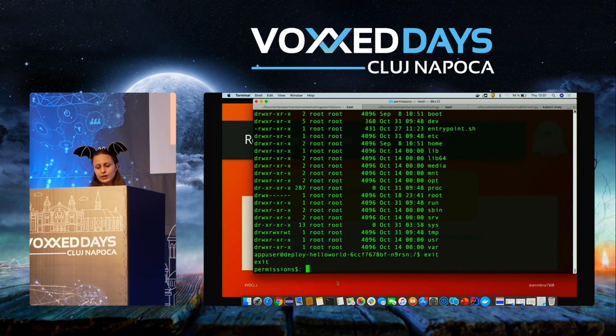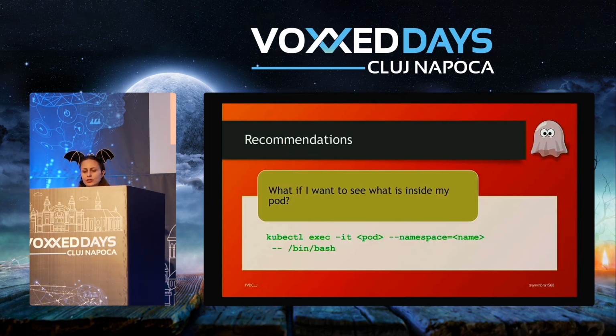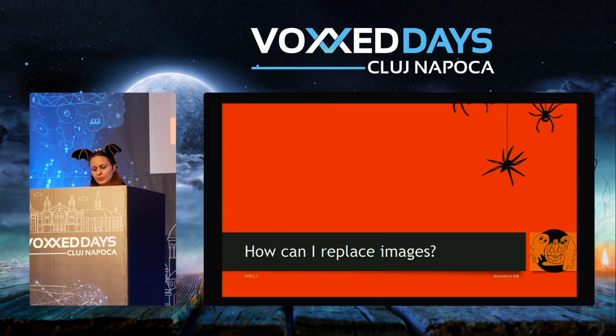So this is one way, mounting a bash and just running it, as if you're running on local. Or you can just go into the dashboard and go into exec, and it's the same thing. So now there's a question about replacing images.